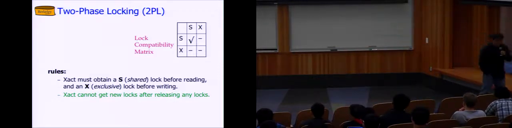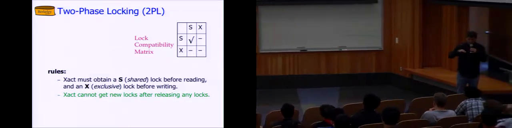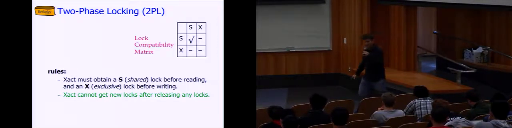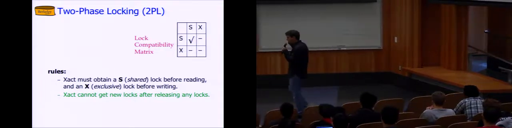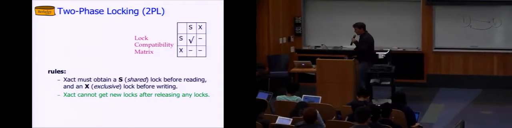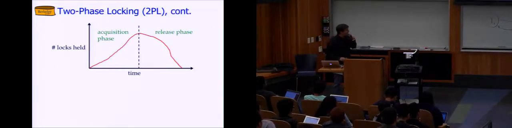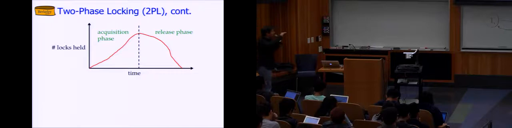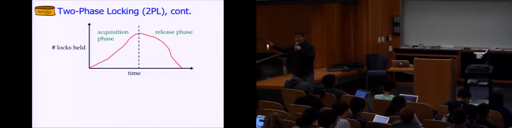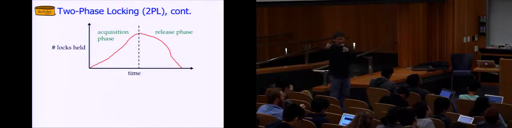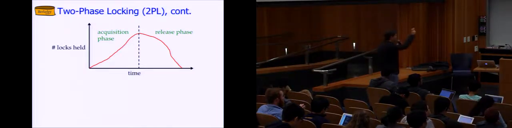And the two-phase part is there's a phase where you're acquiring locks, and then there's a phase where you're releasing locks. And you can't go back. Once you start releasing locks, you can never acquire locks again. So those are the two phases. And when you look at those two phases, you can draw a little graph for a transaction over time as to the number of locks it holds. It's got an acquisition phase and a release phase, and that's it. And sometimes that point where you start releasing is called the lock point of the transaction. That's the most locks you ever had.